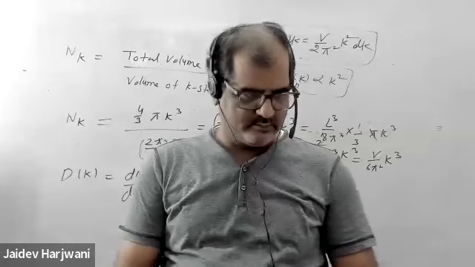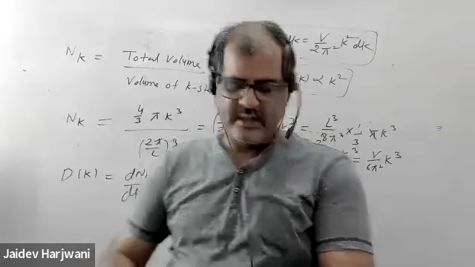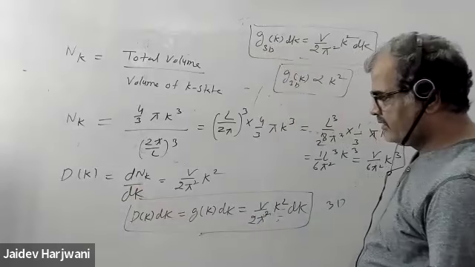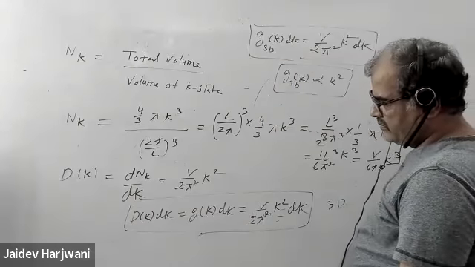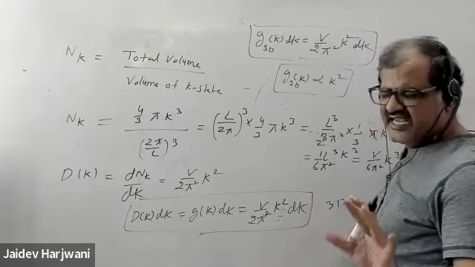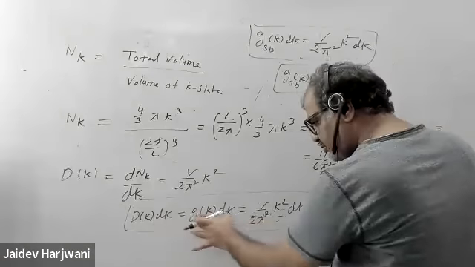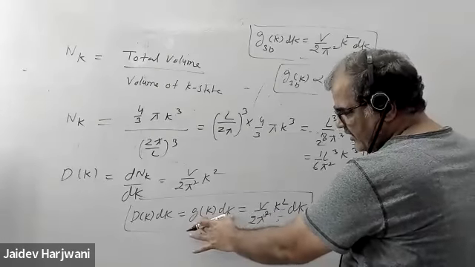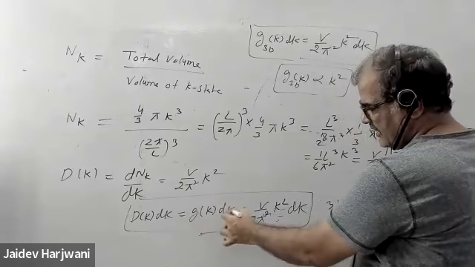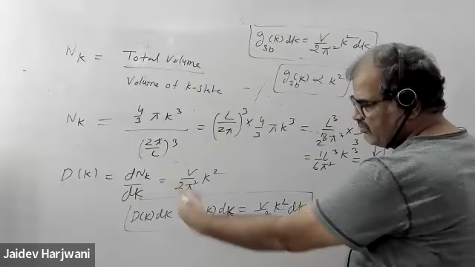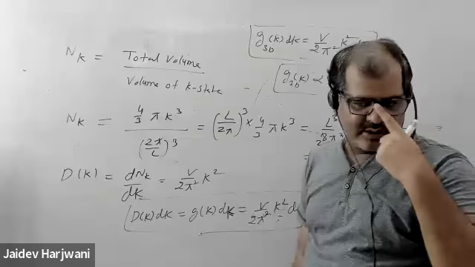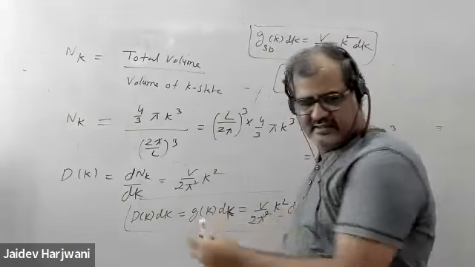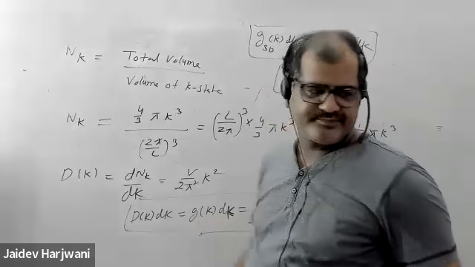Capital Dk is our density of states, and this is differentiation. So what is the difference between small gk and capital Dk? GK is just an expression. Some books write DK, some books write GK. Same thing. I generally use the term DK, because D for density is easy to hear, so that's why I use D in the beginning. But generally the symbol which is used is small g.